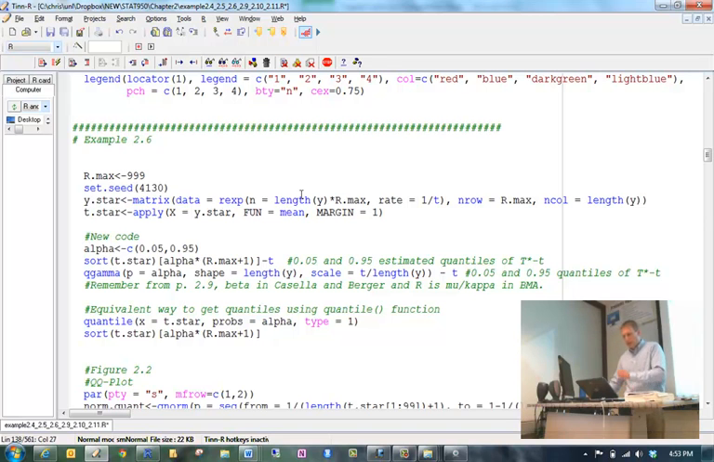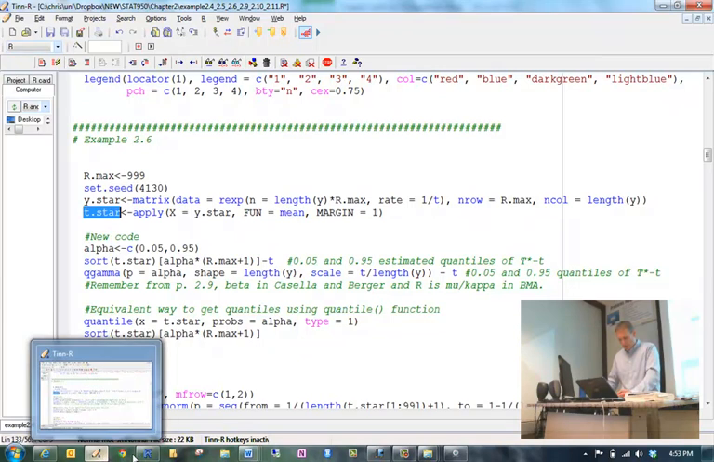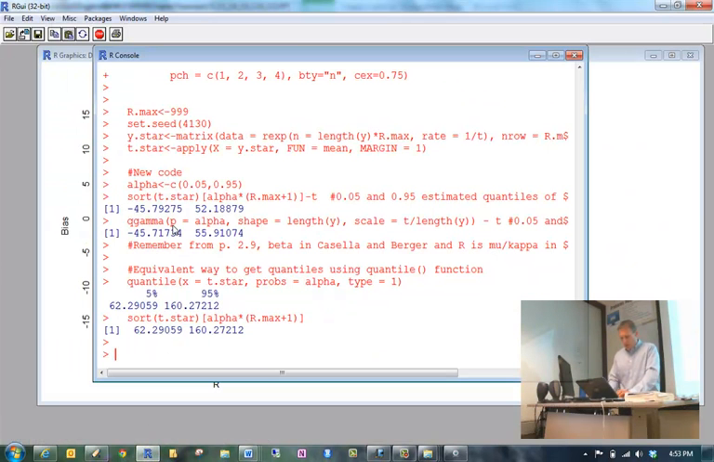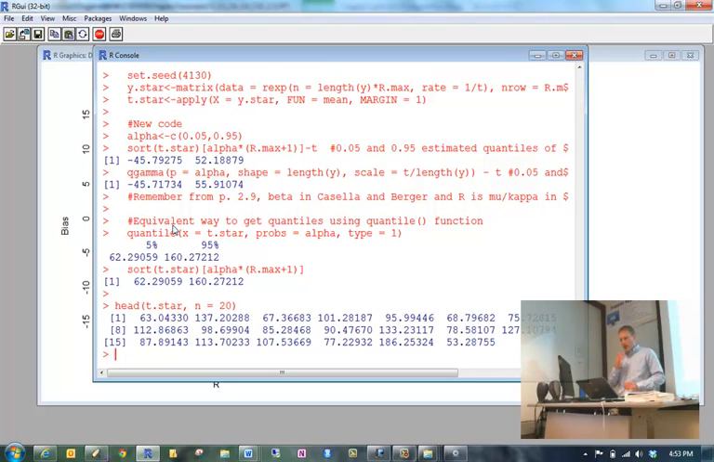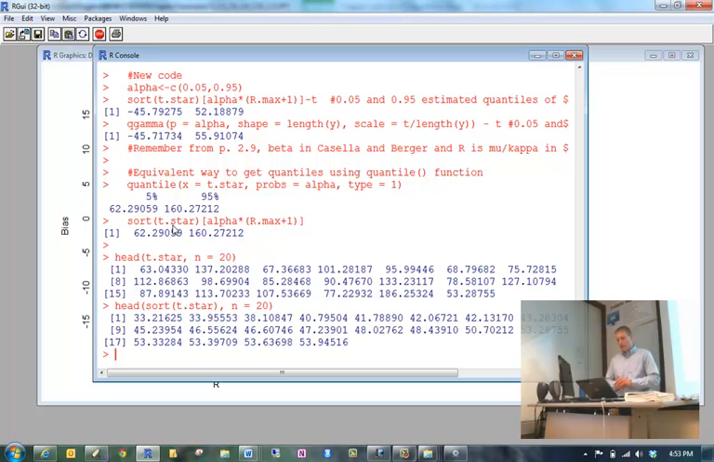Okay, that's what I did. So I'm going to do a head T star here, n equal 20. And this is going to give me my first 20 different T stars. Let me actually do a sort on that as well. So here's my sorted T stars.